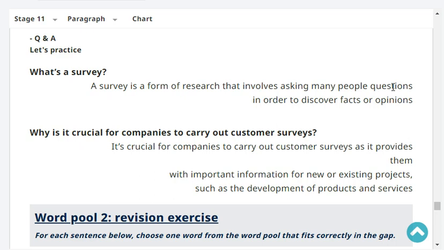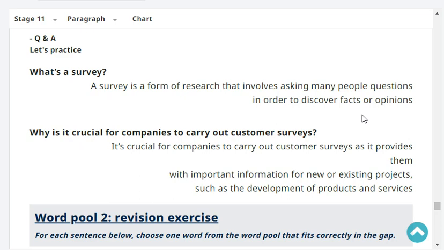Very good. Why is it crucial for companies to carry out customer surveys? It's crucial for companies to carry out customer surveys as it provides them with important information for new or existing projects, such as the development of products and services. Very good.